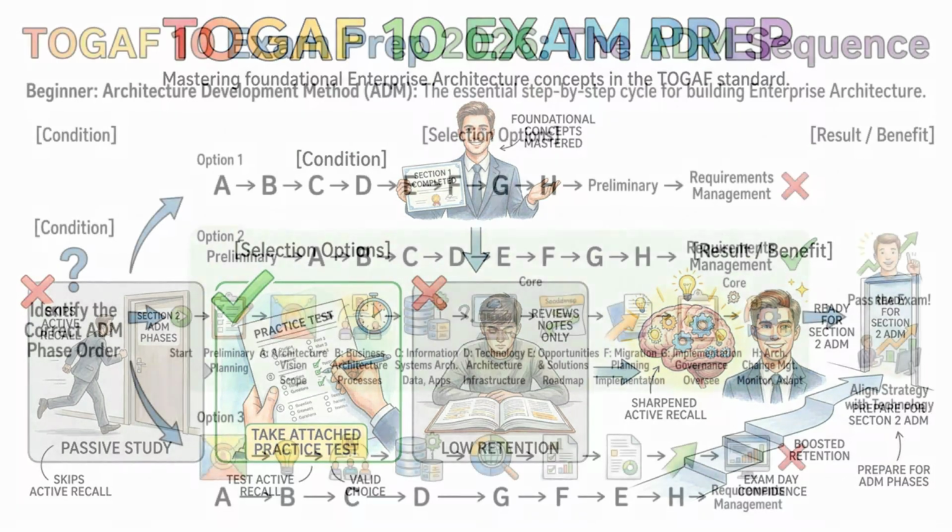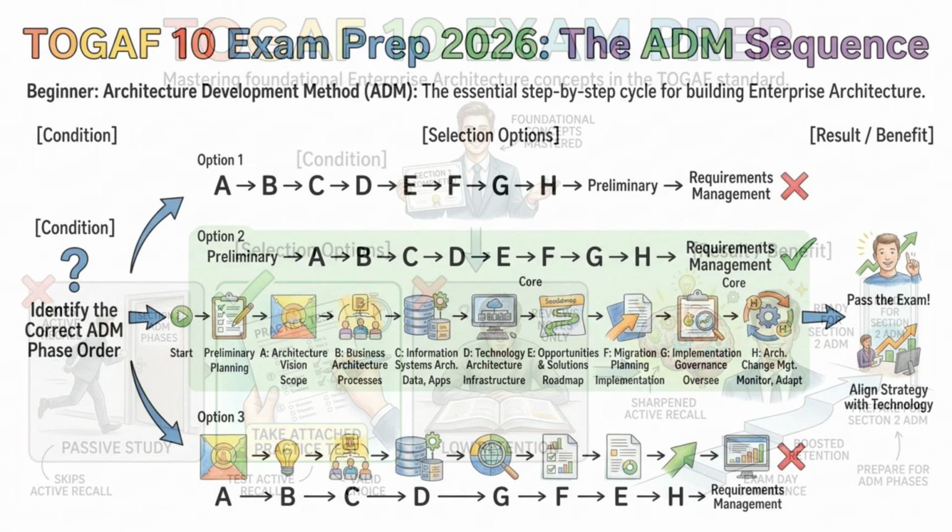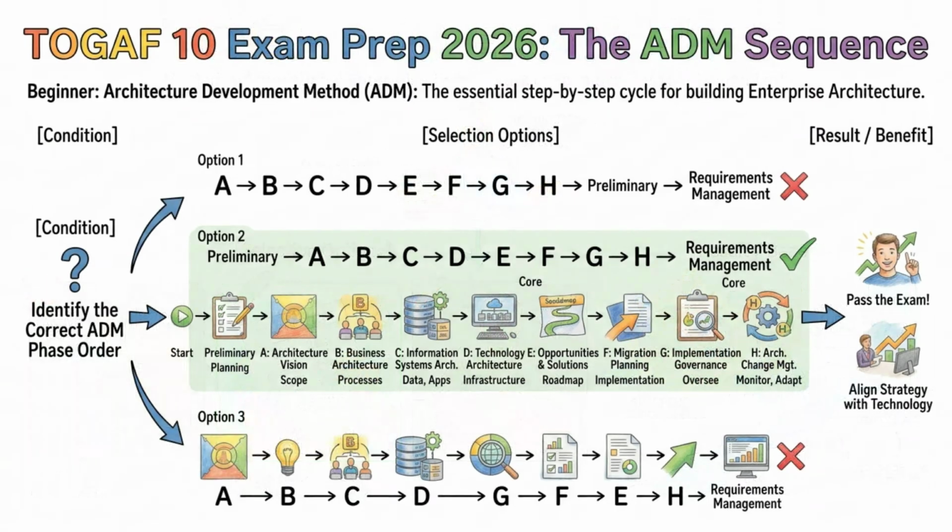Welcome back to Section 2, where we dive straight into the heart of the TOGAF framework, known as the Architecture Development Method, or ADM. In this lesson, you will learn the exact sequence, objectives, and key deliverables of every phase in the ADM cycle, from initial preparation all the way through ongoing change management.